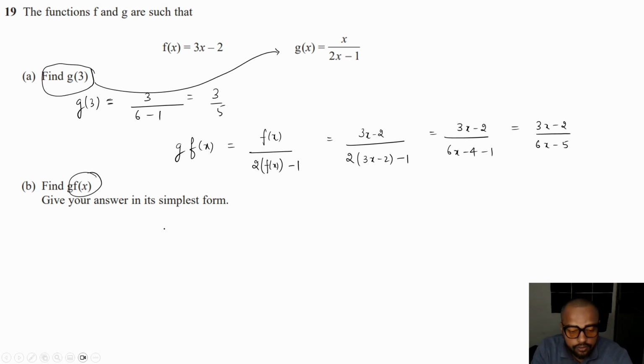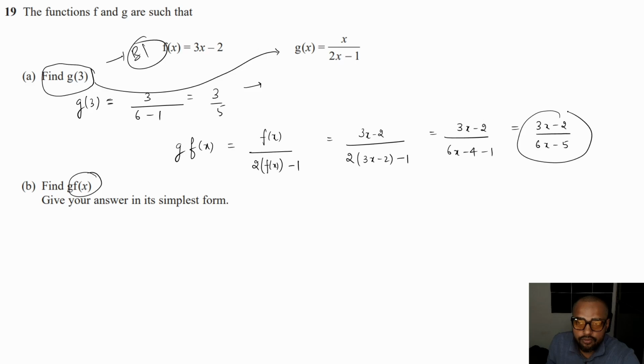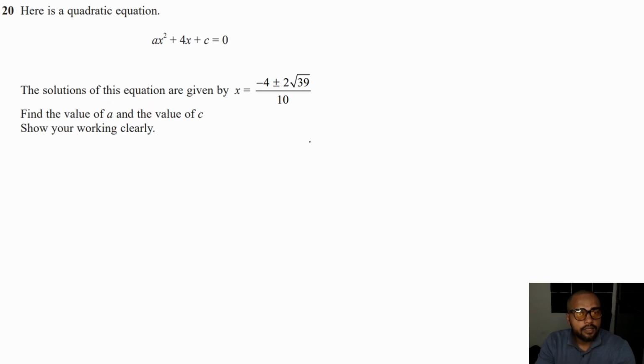19 number. Now since this is an independent part, you'll be getting B1 here, and for the method you will be scoring M1. For this part you'll be scoring M1 and A1, students. Accuracy will be calculated for this part. So it will be (3x minus 2) upon (6x minus 5), so you'll be getting A1. And for this method, you will be scoring M1. Now let's move to the next part.